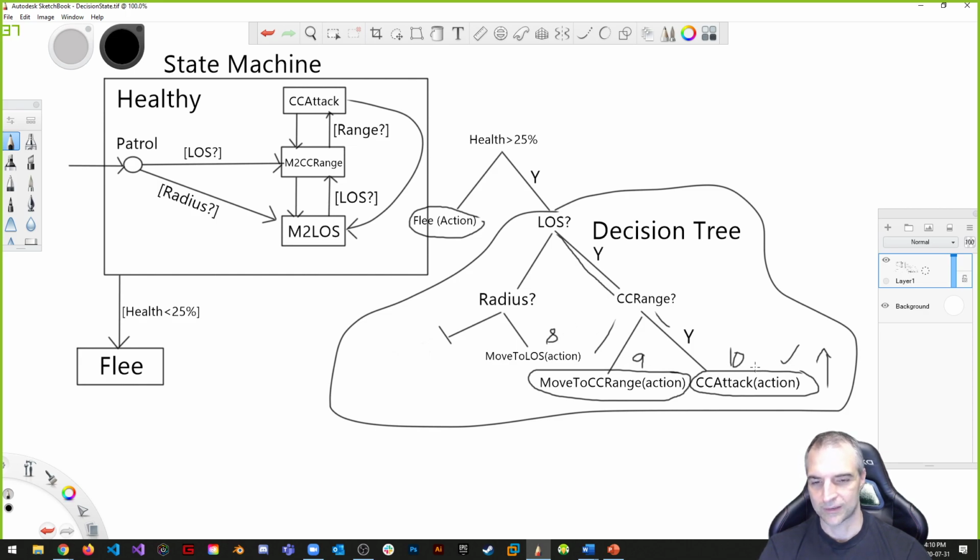So 3 is high, 2 is in the middle, and 1, well, I'd like not to do this because that means I've lost line of sight, but I'm going to do one of these 3 actions every single time. I'm going to keep swinging back and forth between these 3 states, right?